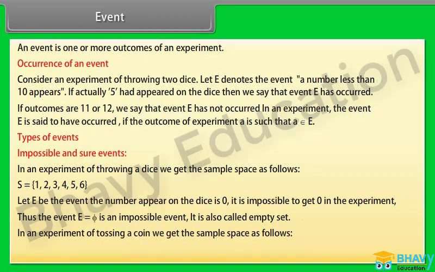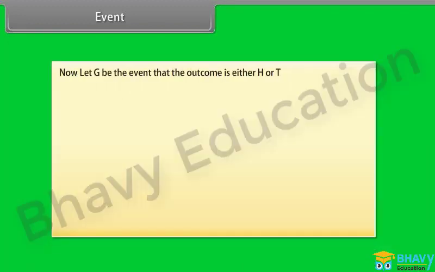In an experiment of tossing a coin, we get the sample space S is equal to {H, T}. Now let G be the event that the outcome is either H or T. Thus, the event G is equal to {H, T}, a sure event.